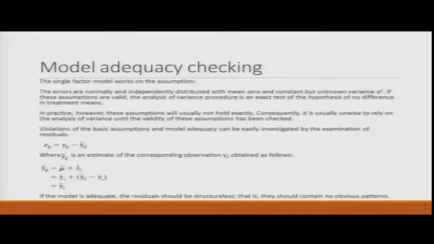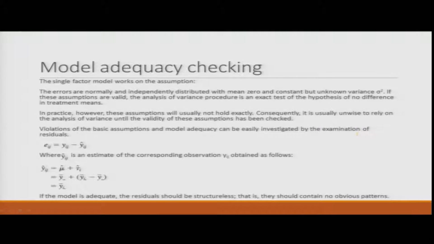So, for each cell, y ij minus y hat ij, which is basically the estimated average value. If y hat ij is an estimate of the corresponding observation y ij, then y hat ij would be equal to mu hat plus tau i hat, which can be expanded further to find that y hat ij is equal to y bar i dot, which is basically the average of all the values for any treatment along the row.